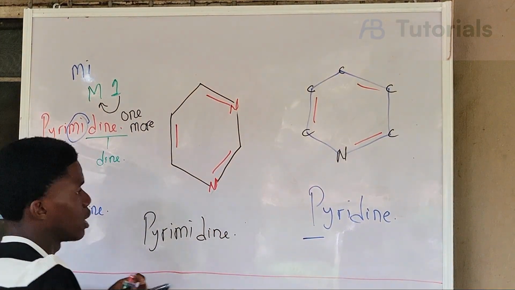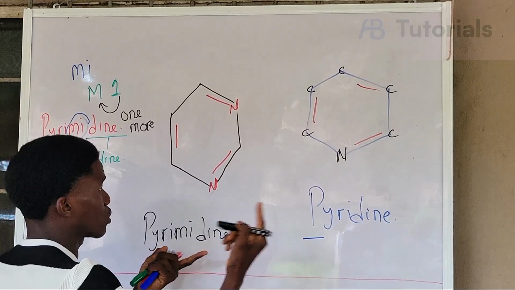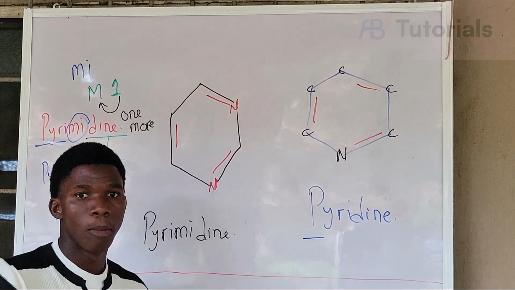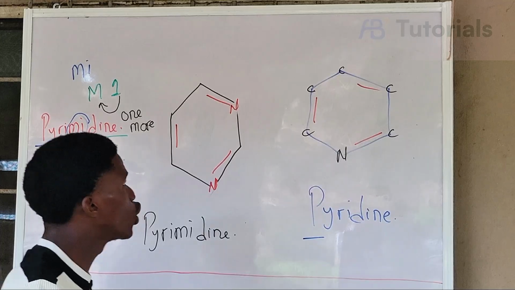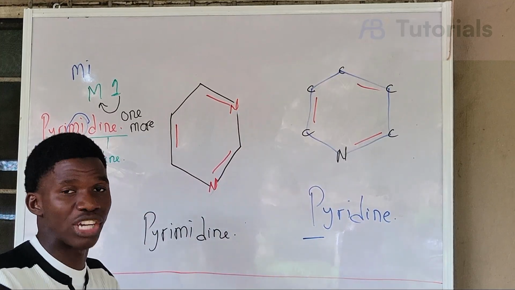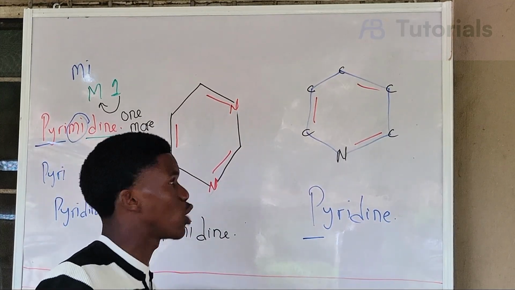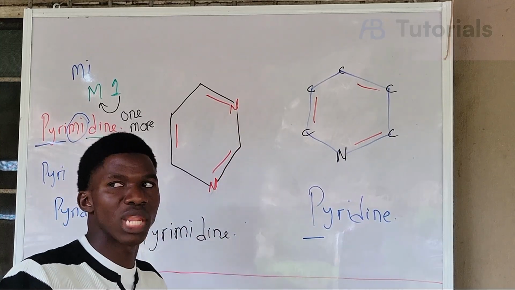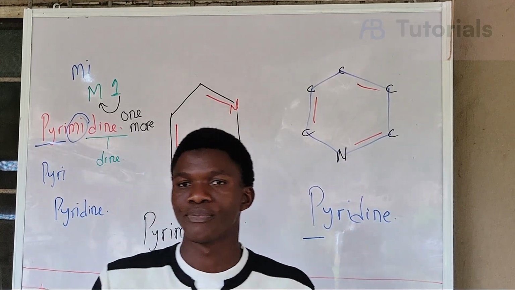Okay. Now the pyridine and the pyrimidine look alike, and the only difference between them is just one more nitrogen. But how do you know where to put the next nitrogen? You can actually put the first nitrogen anywhere, but how do you know where to put the second nitrogen? Now we have to go back to this.